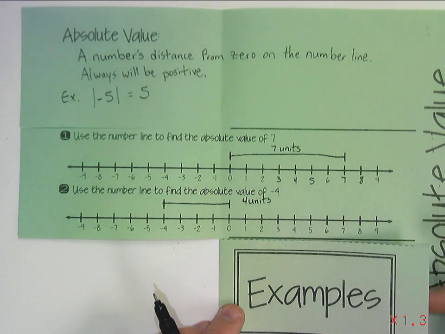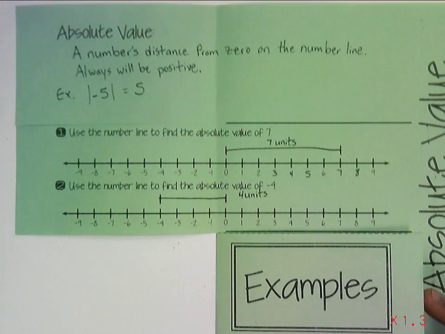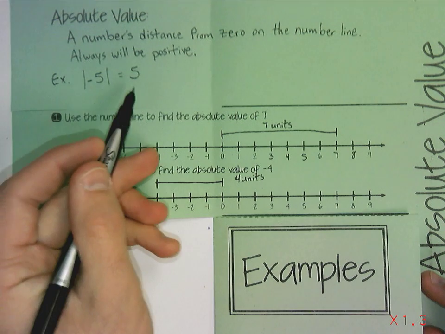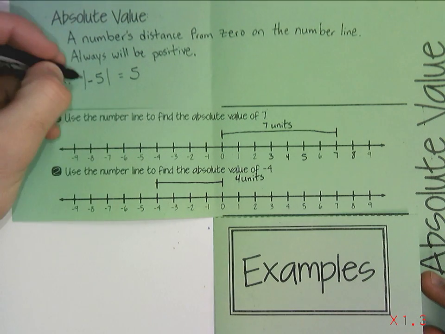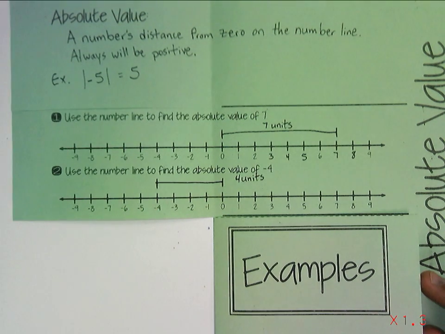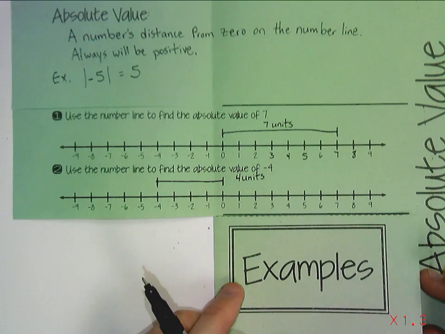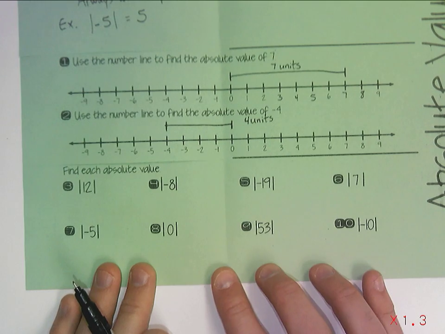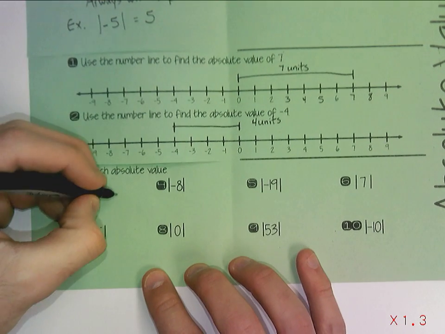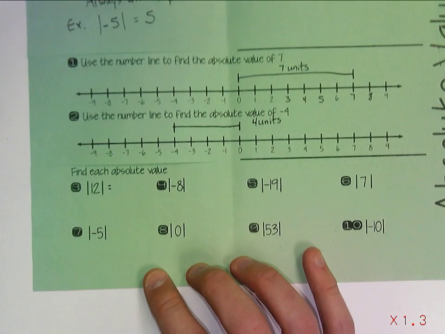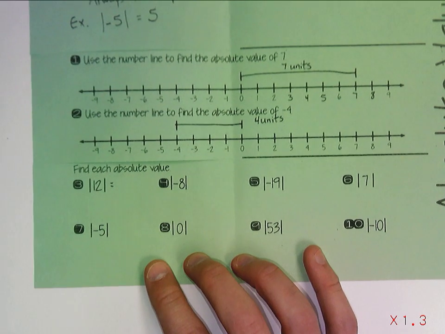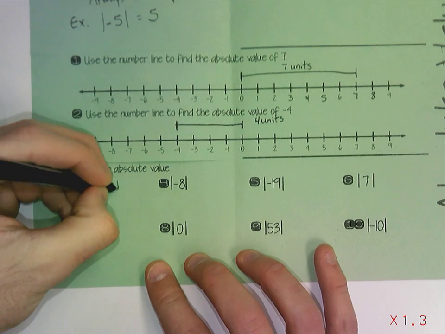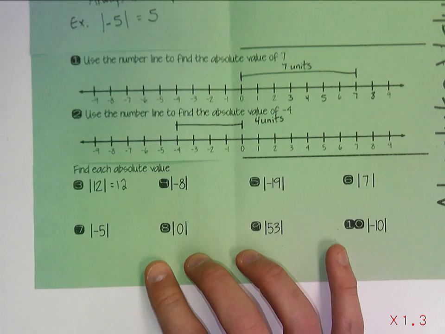So let's look at some examples then where we use the absolute value notation. Now if you ever see 2 vertical bars on either side of a number, you'll know you're working with absolute value. So I'll do a few examples here, and these will probably go fairly quick. So absolute value of 12. Well, how far away is 12 from 0? It's just 12 units.